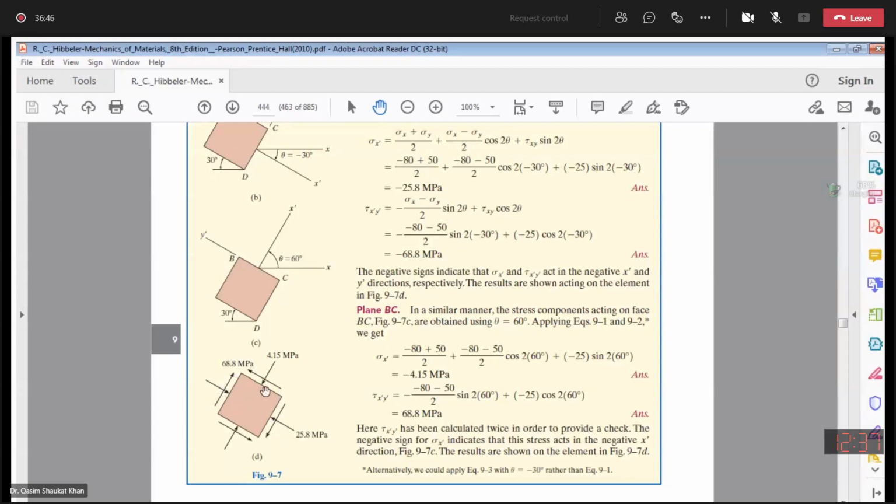So this figure represents theta minus 30 degrees. You can see here, your sigma x is minus 25.8 megapascal, negative, sigma y is minus 4.15 megapascals, negative. And your shear stress in that case is positive, 68.8 megapascal. Similarly, we have to show the same on this element as well. In this case, what will happen? Normal stresses will remain the same, only our shear stress, its sign will change and it will be negative.